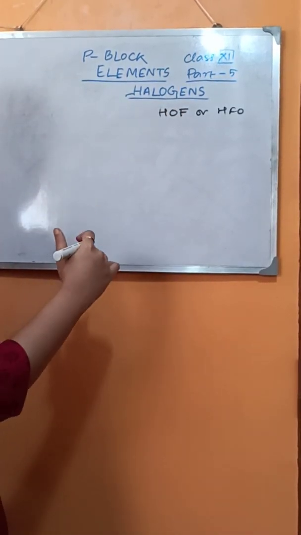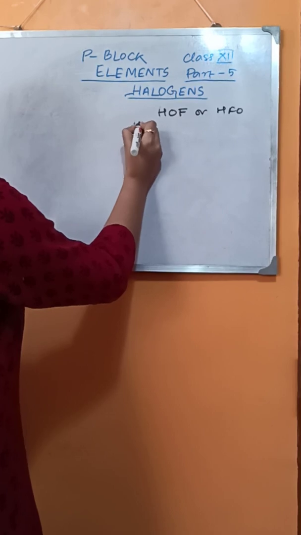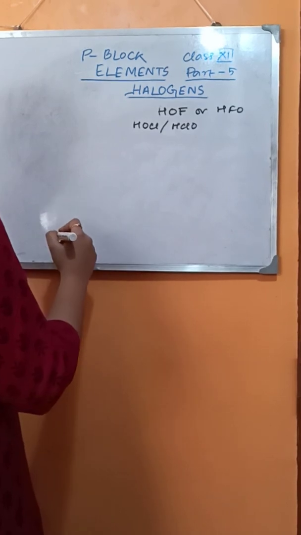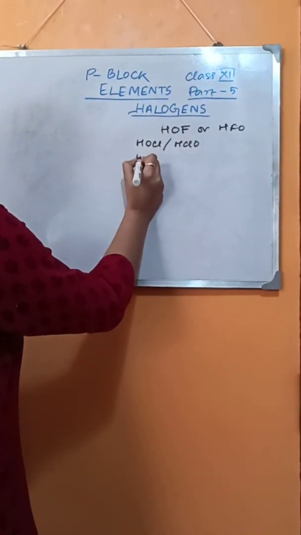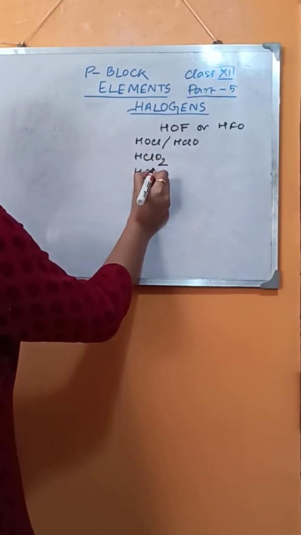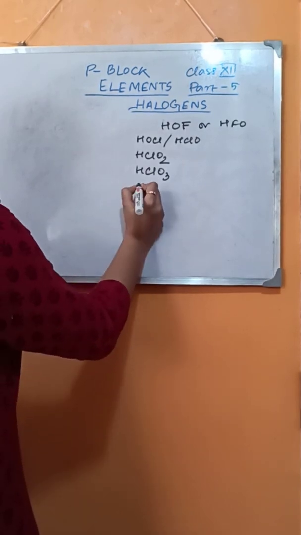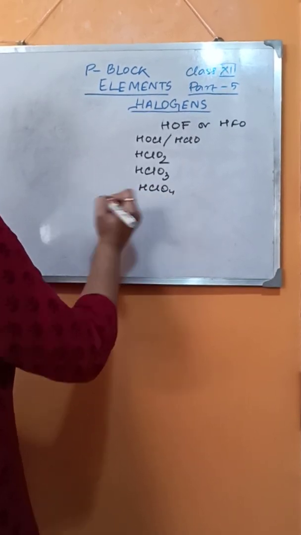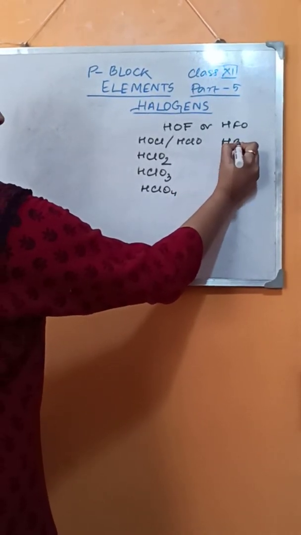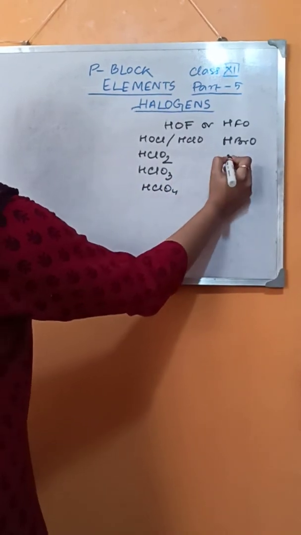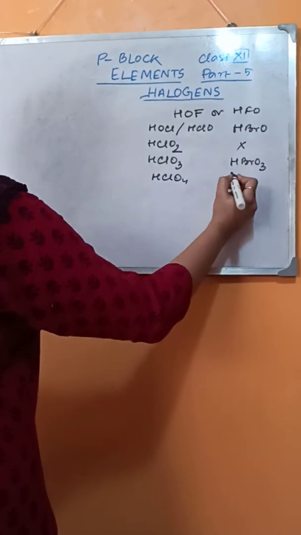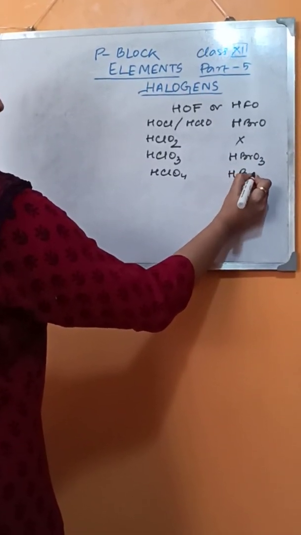Chlorine forms a range of oxo acids. Hypochlorous acid, chlorous acid, chloric acid, perchloric acid. Bromine forms hypobromous acid. It does not form bromous acid. Bromic acid, perbromic acid.